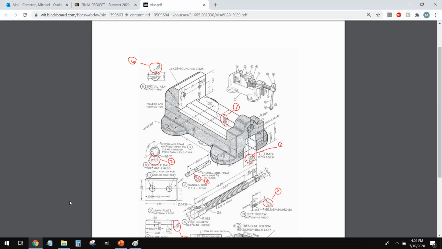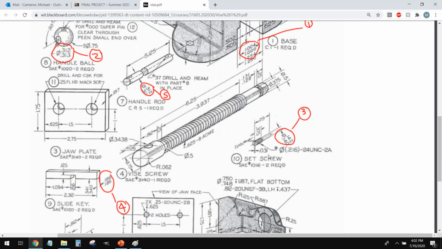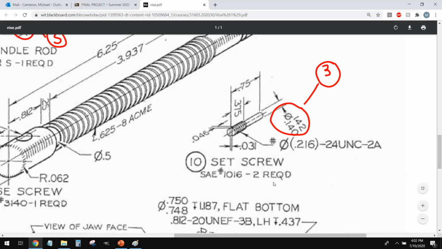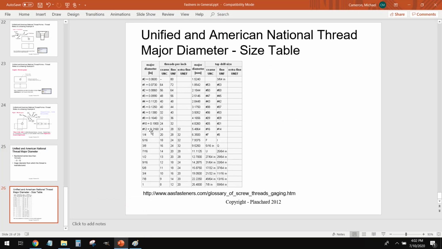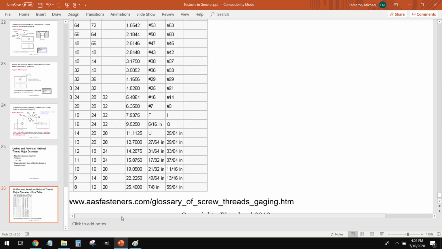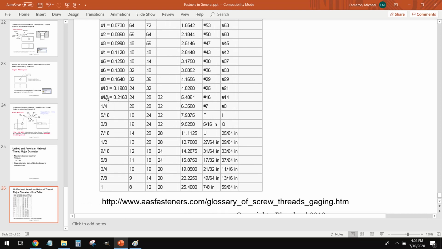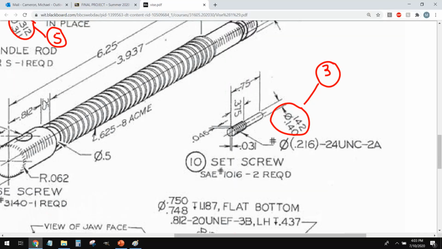So on our PDF for our vise screw, we have this thread right here. Diameter .216-24 UNC. Nowadays, we list that according to gauge number. So when we look at our chart here, .216 diameter equates to a number 12. So when we're doing threading in SolidWorks or when you're buying a screw, you're going to buy a screw called a number 12-24. Just something to keep in mind.